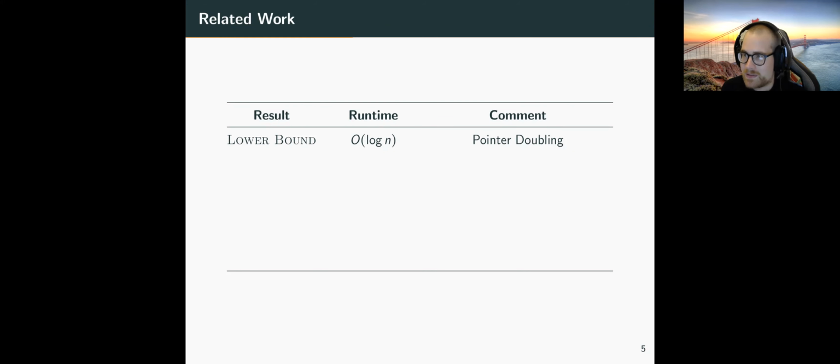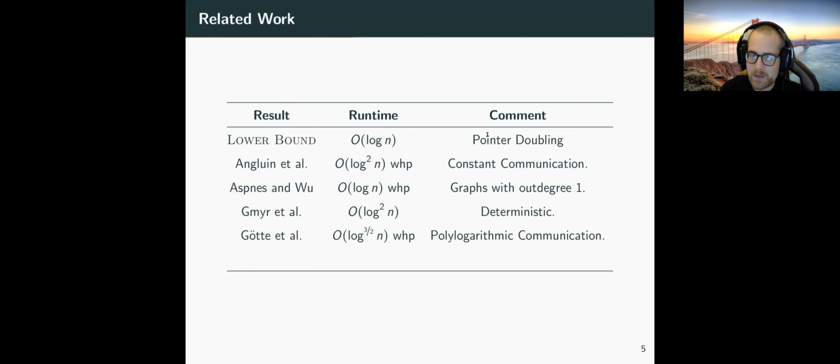But still, this log n provides a lower bound. Even if we do not limit the communication, we cannot do it faster than log n. The common example for that is a line graph. There it actually takes log n rounds to let the two extreme nodes learn each other's identifier. In the polylogarithmic communication regime, this problem has been considered, I think for the first time, almost 20 years ago by Angluin et al.